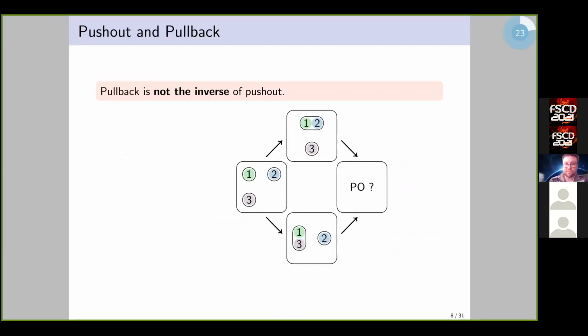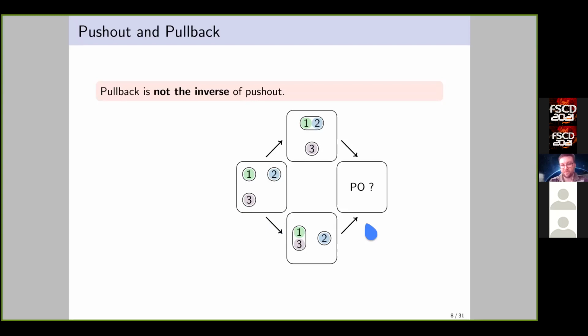So it's important to understand that pullback in general is not the inverse of a push out. This is only in set-like categories if we have monomorphisms. So here we have 3 nodes. The graph homomorphism along this side merges the nodes 1 and 2, and the graph homomorphism along this side merges 1 and 3. So what's the push out?